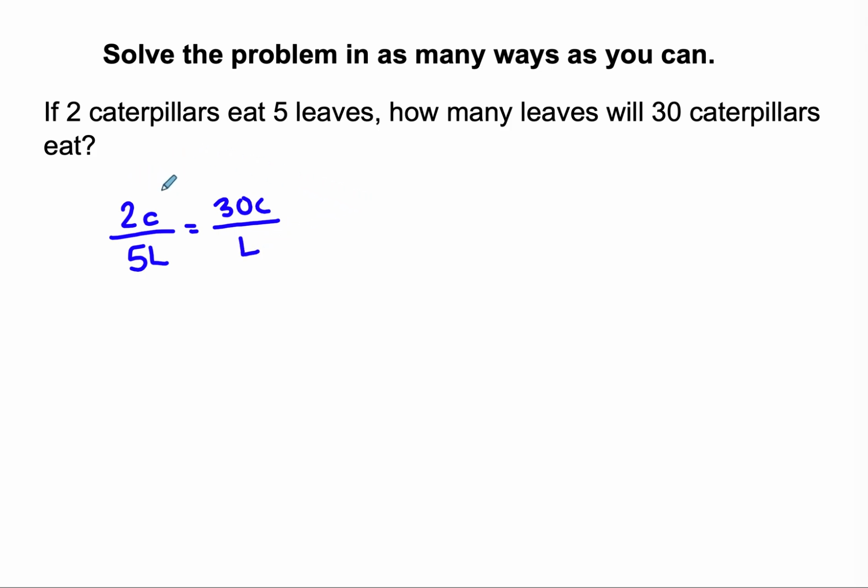So now that I have my proportion, one way to solve it would be to use multiplication. 2 times 15 equals 30. I have 15 times more caterpillars. So I'm going to do 5 times 15. 5 times 5 is 25. 5 times 1 is 5 plus 2 is 7. So I get leaves equals 75.